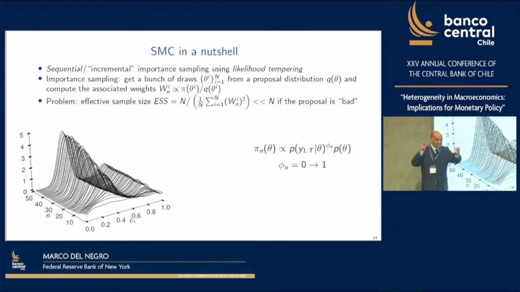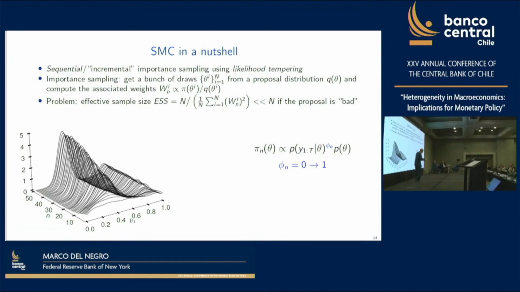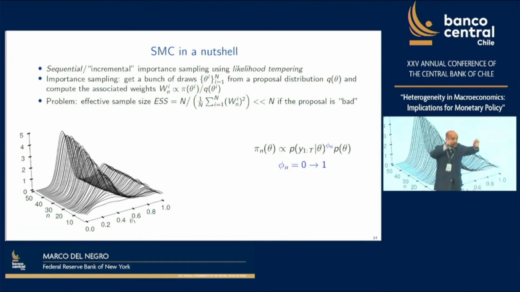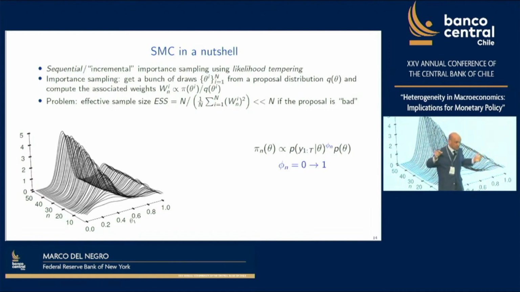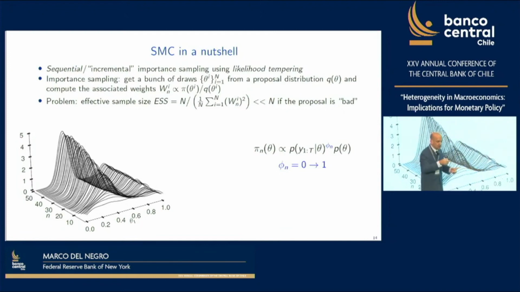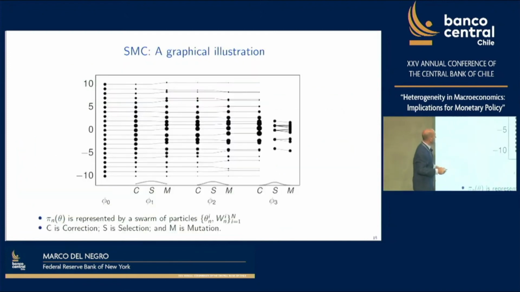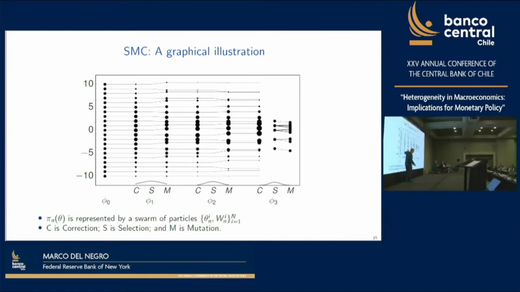But then the idea is that you can increase that phi n very slightly up, and the previous iteration is going to be a great proposal for the next iteration. Why is it going to be a great proposal? Because in between, you let the particles travel. If they didn't travel, you would be stuck with the original particles and you wouldn't have solved anything.